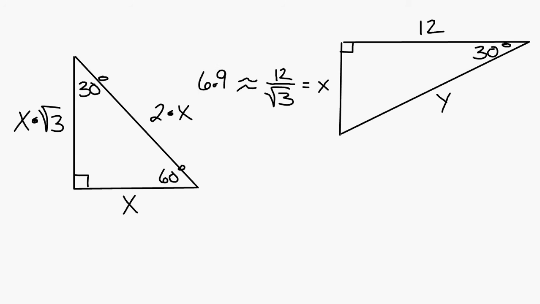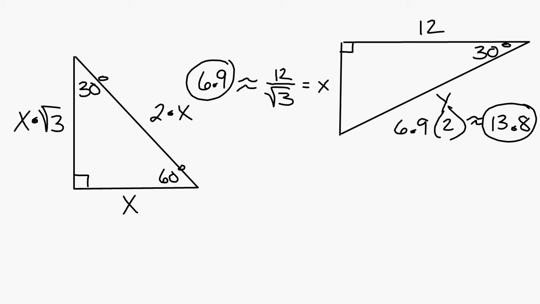There's your short leg. The hypotenuse is going to be equal to the 6.9 times 2. 13.8. There's your y value and there's your x value. And those are the rules that you need to memorize. You don't have to use the Pythagorean theorem when you're dealing with special right triangles. You can use the rule.